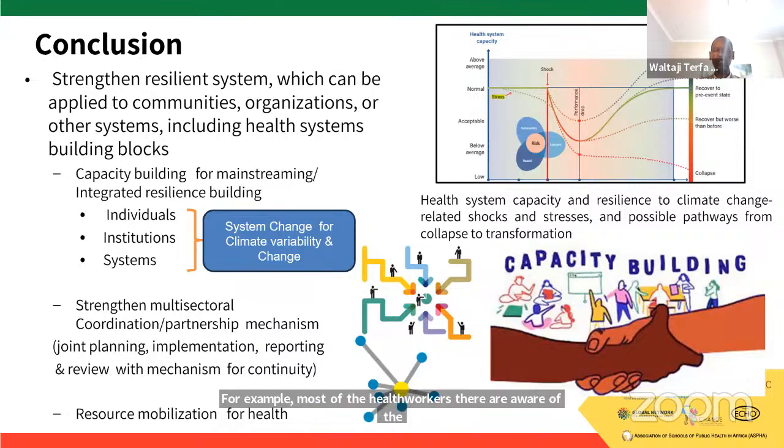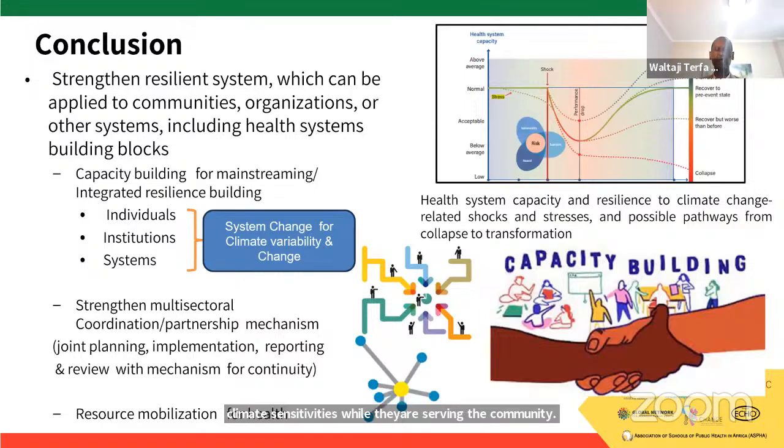pre-university education. So we need to go to the level of curriculum revision as well as in-service training. And then we need to strengthen the multi-sectoral coordination and partnership mechanism for joint planning, implementation, reporting, and reviewing, with a mechanism for continuity of this multi-sectoral coordination, even with the accountability issues. So we also need to have resources through regional cooperation and also internally.